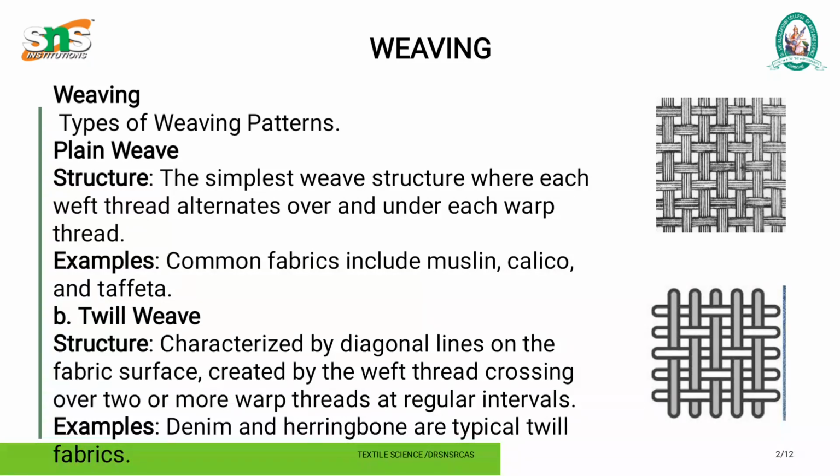Next, twill weave structure characterized by diagonal lines on the fabric surface created by the weft threads crossing over two or more warp threads at regular intervals. So it will be passed at a regular interval over one or two or more warp threads to create this design. So examples are denim and herringbone, which are typical twill fabrics.